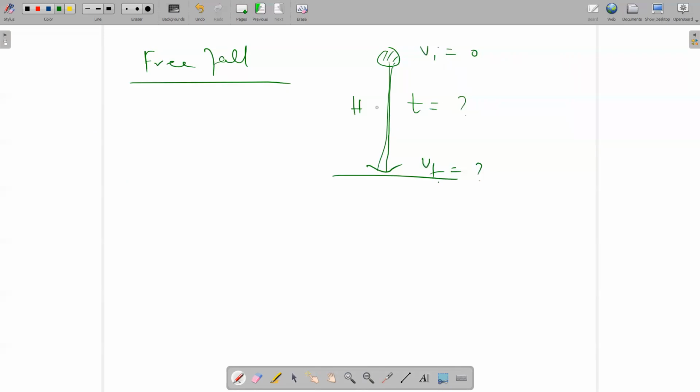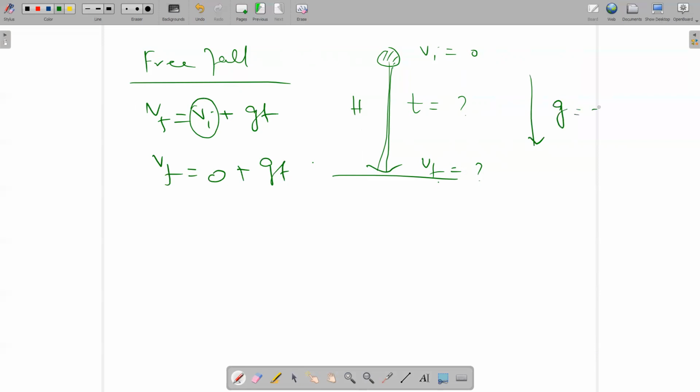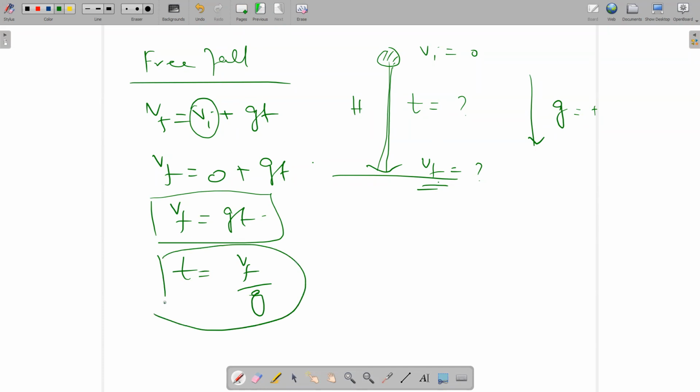So if the body is falling freely, what will be the VF? VF is equal to VI plus GT. So VF is equal to, this is 0, plus GT. Because it is moving down, G is positive. We are taking G positive. So VF is equal to GT. So this is the relation to find the value of V. If you want to find the value of T and you know the value of VF, you apply this equation and find the value of T.